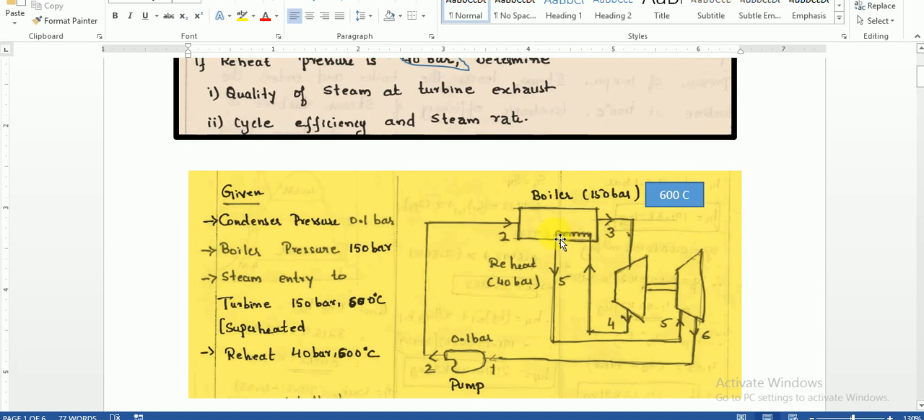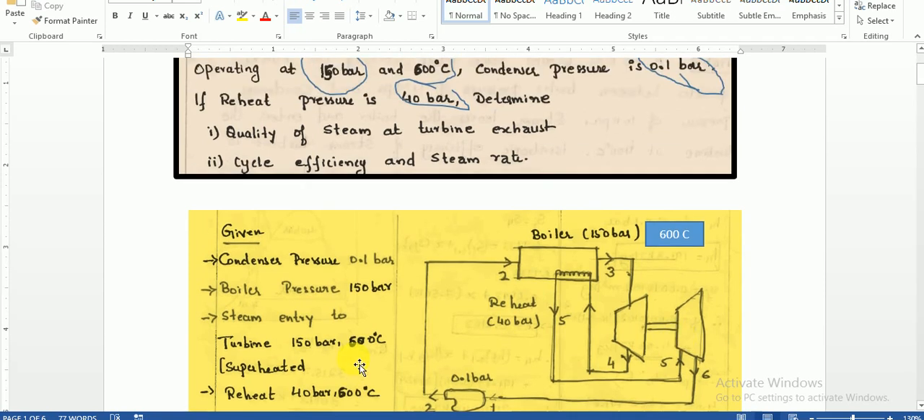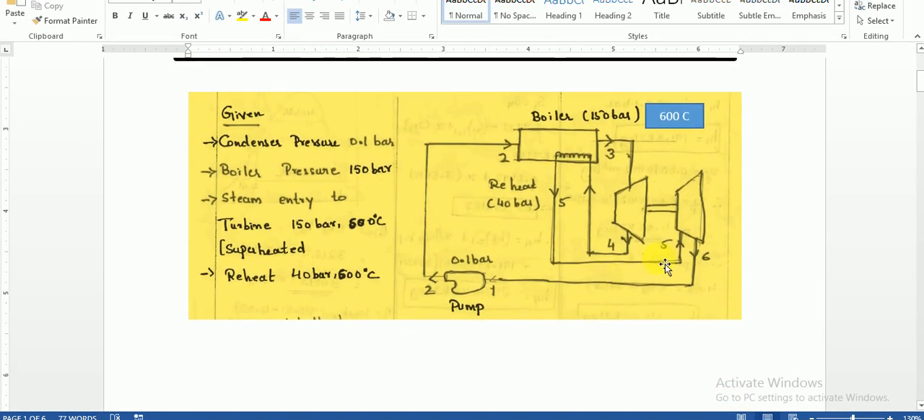Then this 600 degrees Celsius steam with 40 bar pressure will be again made to pass through another turbine known as the low pressure turbine. This low pressure turbine will expand the steam from 40 bar till where? Obviously, it is the final turbine, so it will expand the steam from 40 bar to 0.1 bar.